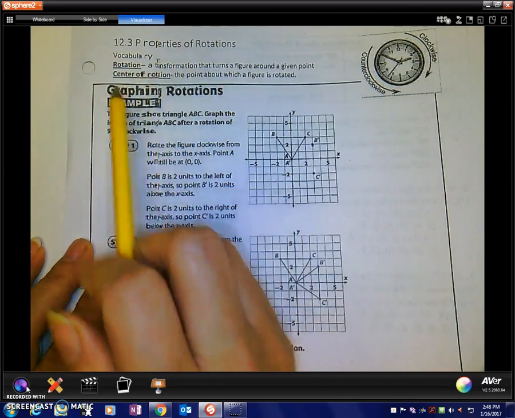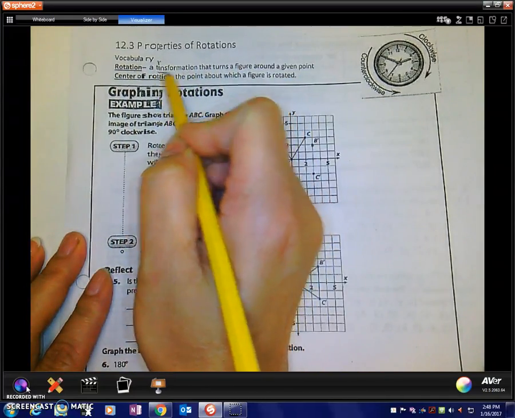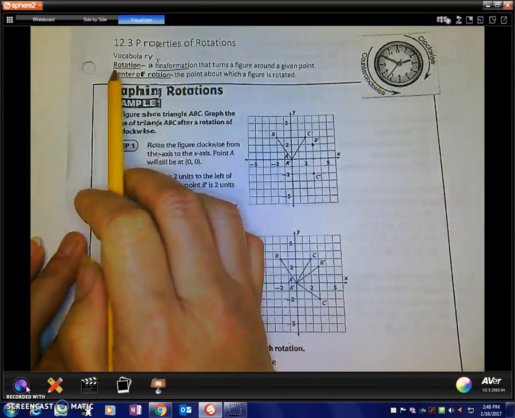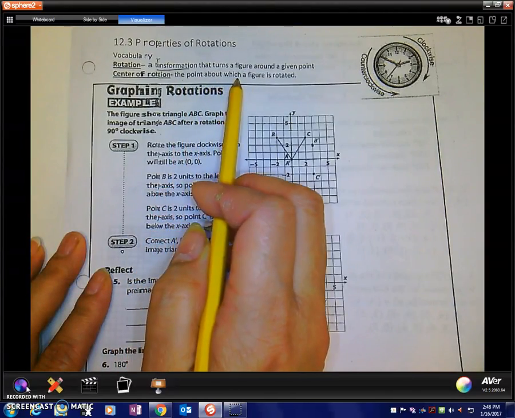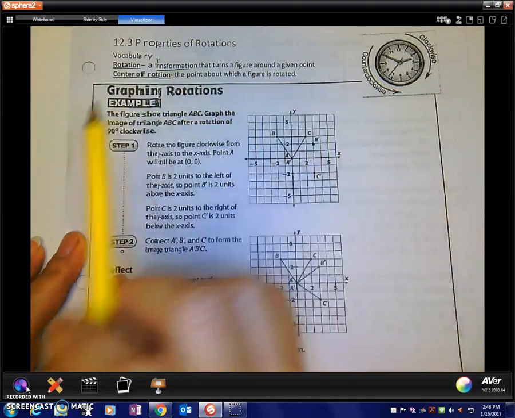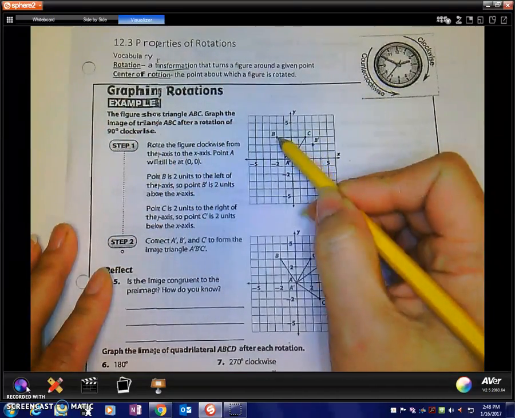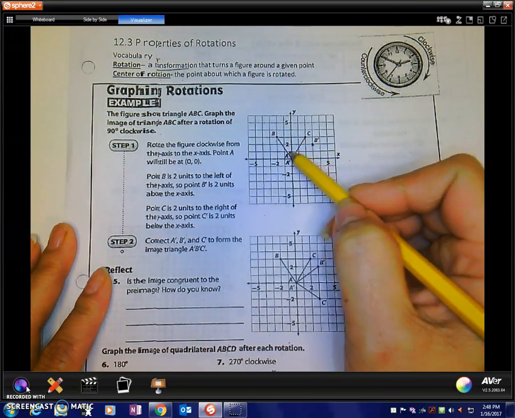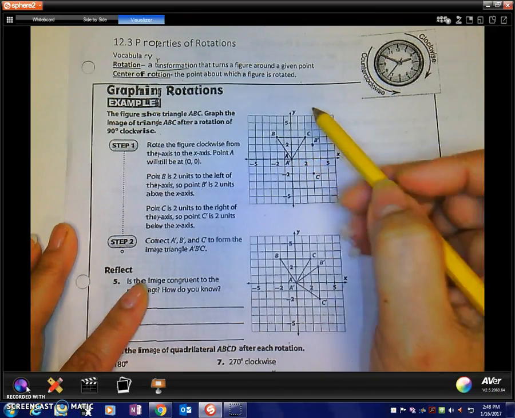Properties of rotation. Vocabulary. Rotation: a transformation that turns a figure around a given point. Center of rotation: the point about which a figure is rotated. Example: the figure shows triangle ABC. Graph the image of triangle ABC after a rotation of 90 degrees clockwise.